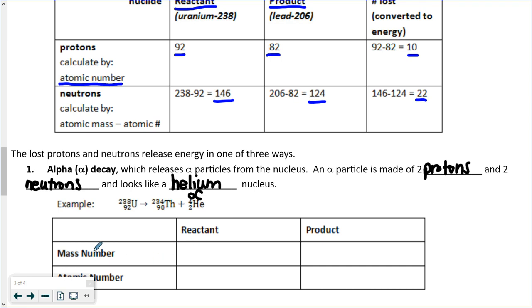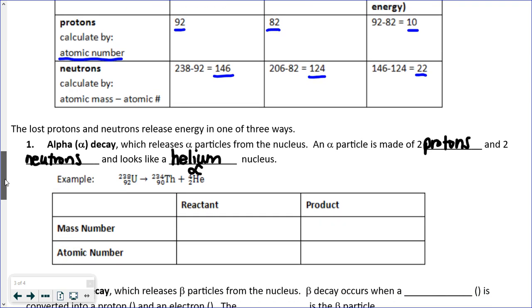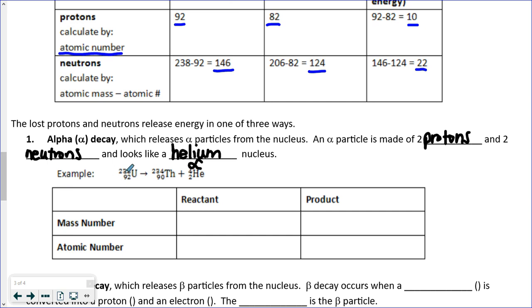And so what we see, let's kind of analyze. So our mass number of our reactant, again, that mass number is the top part, is 238. Our atomic number of our reactant, I might have said the word product there, I meant to say reactant. Our atomic number of our reactant is 92. So now we can look at our products. So our products, our mass number is 234 for thorium and 4 for helium. And our atomic number for our products is 90 and 2.